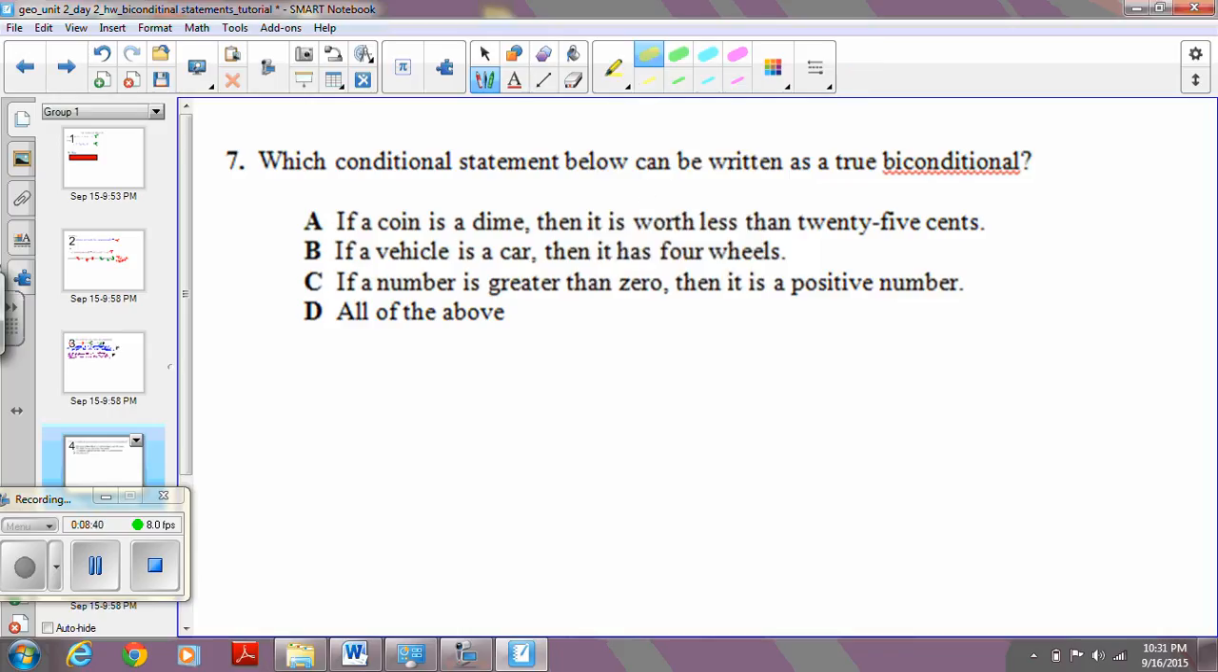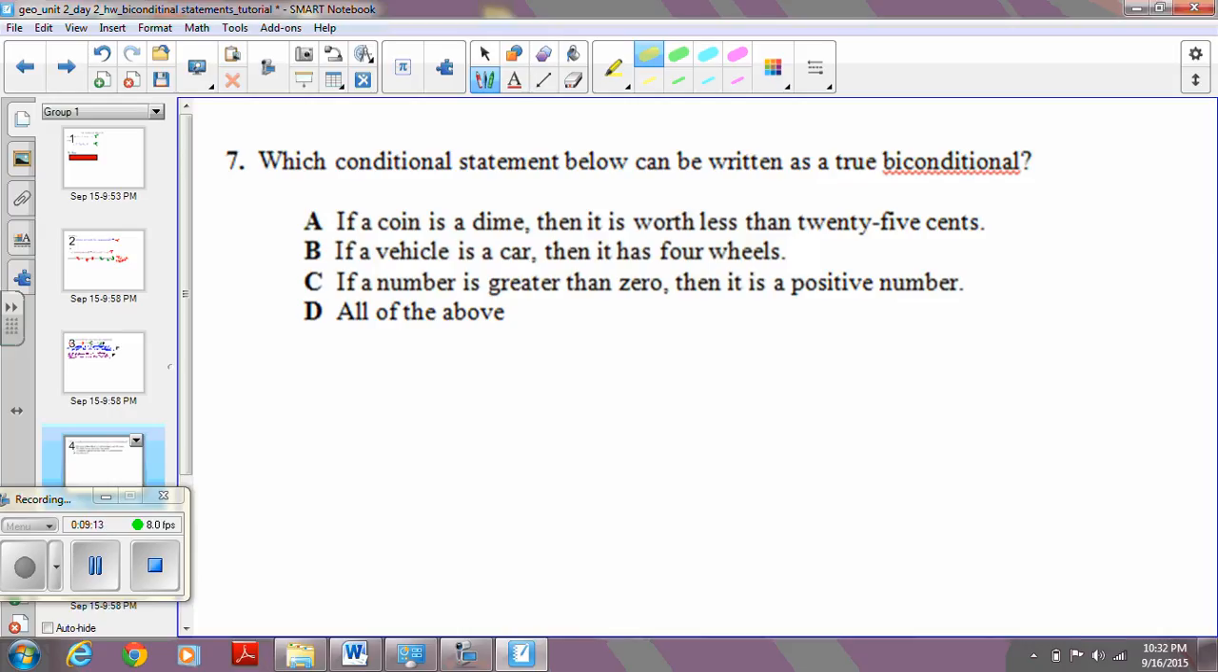Well, let's see. If a coin is a dime, then it is worth less than 25 cents. So that is true. Now let's see if the converse would be true. If it is worth less than 25 cents, then the coin is a dime. That's not necessarily true because you could have pennies, you could have nickels. They're all less than 25 cents.